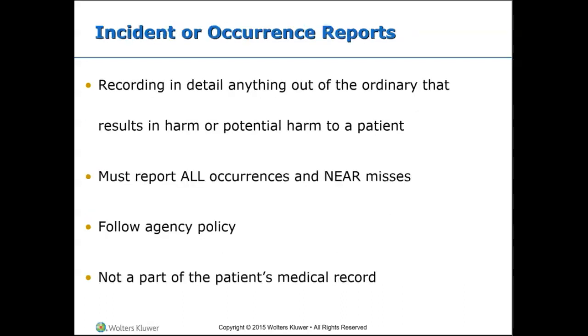Incidents or occurrence reports are a record of an unexpected occurrence. A near miss is when something almost went wrong, but someone caught it before it happened. These are not part of the patient's record. These are completed and are stored and tracked by the agency, and it is specifically the agency's risk management department.